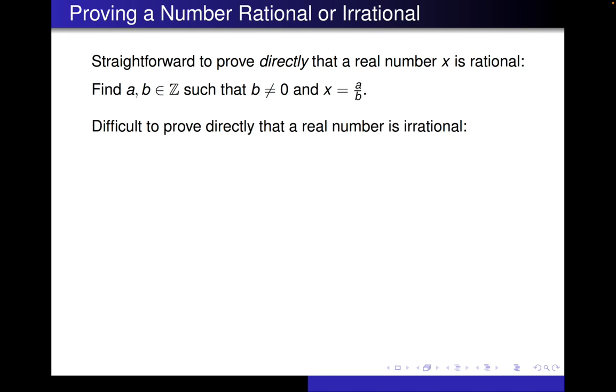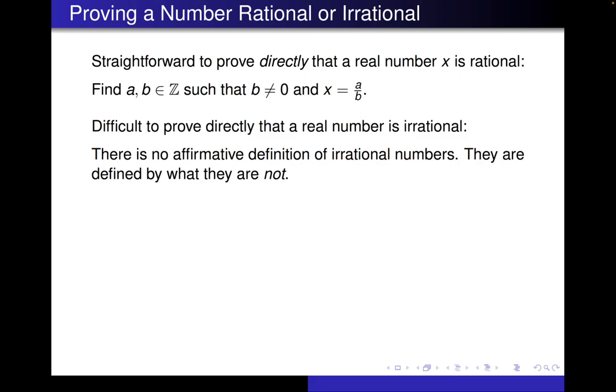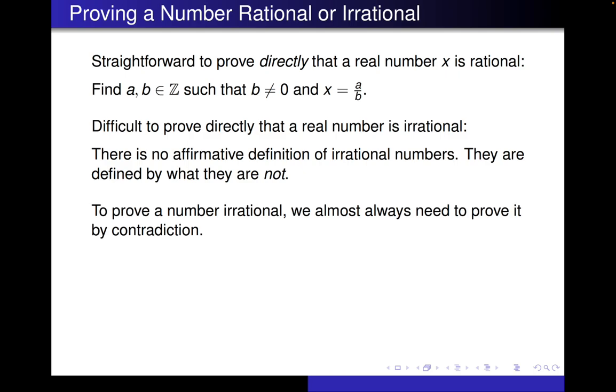For irrational numbers, it's going to be a little bit difficult, right? Because we don't have any affirmative definition of what irrational numbers are. We only really have a definition based on what they're not. I mean, they are real numbers, so that tells us something, but they're not rational. That's basically all we know. So that makes it really difficult to prove directly, which means we almost always need to prove it by contradiction.